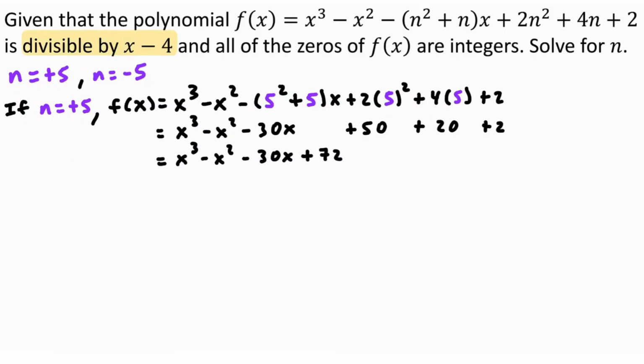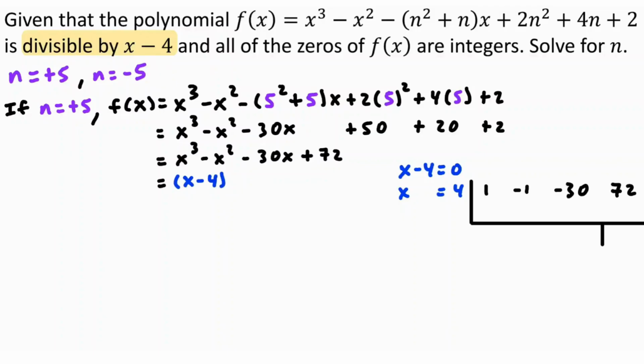Since we know x minus 4 is the divisor, we're going to factor out x minus 4, and we need to find the other factor. So we'll use synthetic division. We have x minus 4 equals 0, or x equals 4. The coefficients of this cubic will be 1, negative 1, negative 30, positive 72. We'll draw our lines, and then let's use our synthetic division. We add straight down to get 1, multiply by x equals 4 to get 4, add straight down, then multiply by 4, add straight down, multiply by 4, and add straight down, and we should get 0 as our remainder.